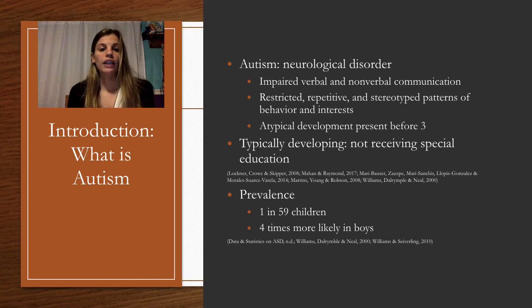Autism is categorized by a variety of symptoms, such as an inability to engage in social interaction, as well as having a loss of verbal and nonverbal communication. Individuals with autism tend to have restrictive, repetitive, and stereotyped patterns of behavior and interest.